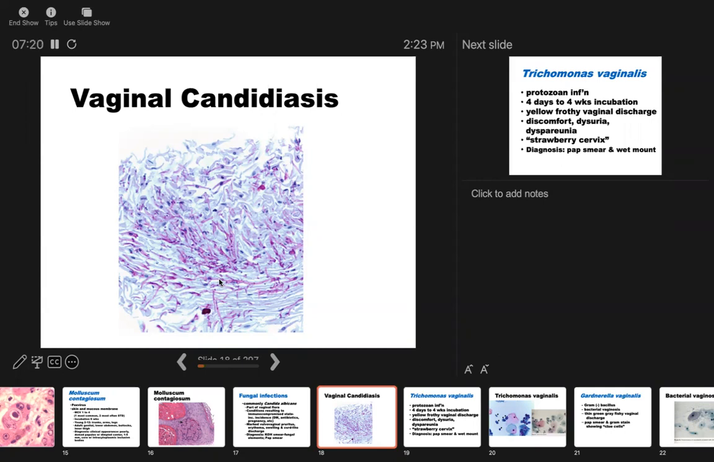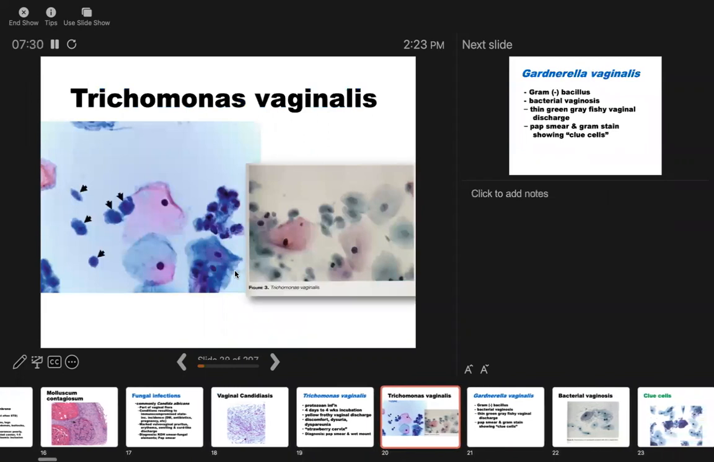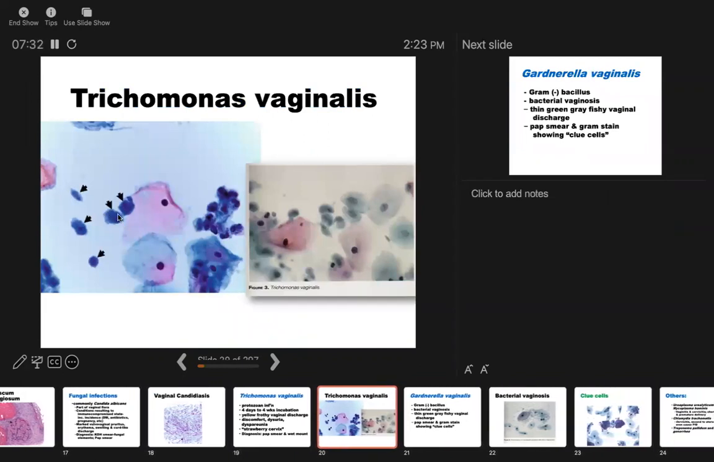They are usually appearing as hyphal elements. When this is established, then a diagnosis of candidiasis can be made. The next infection is a protozoa. These are examples of protozoa, which is basically your Trichomonas vaginalis.